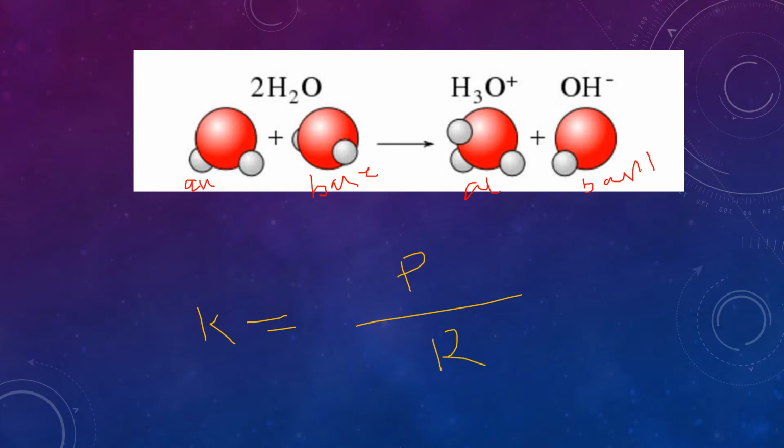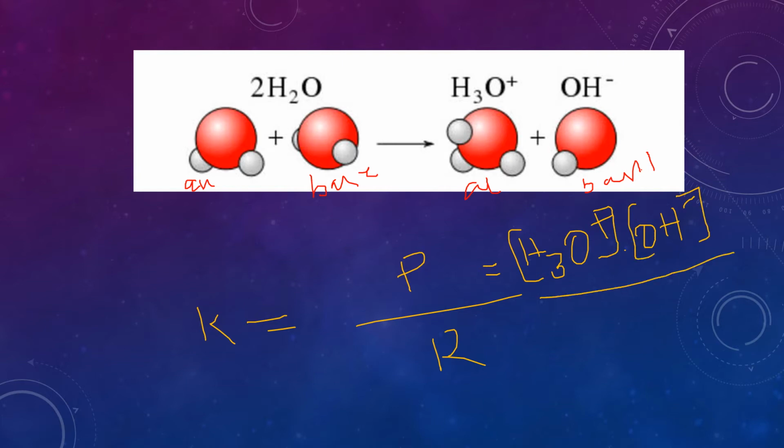So what are the products here? H3O plus into OH minus, which we represent in square brackets. Then what is the reactant? Two molecules of H2O. The 2 in front means it is squared, according to the pH calculation. H2O is coming under square. Here this value is equal to 1.